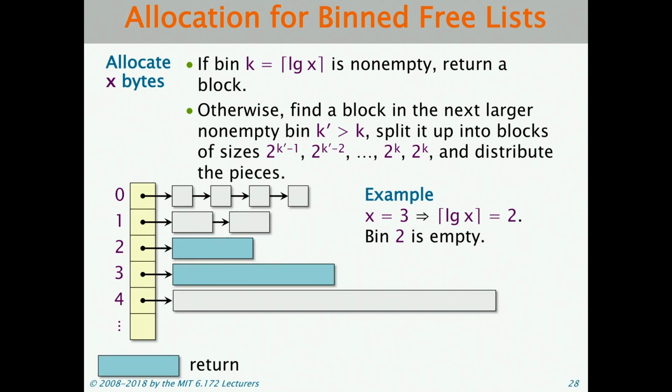I'm going to place one of the smaller blocks in bin 3, one of them into bin 2, and then I also have another block here that I'm just going to return to the program. So any questions on how this scheme works?